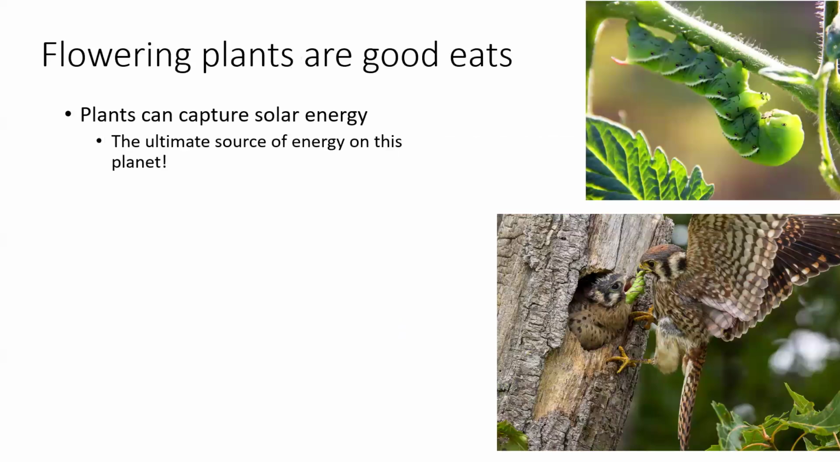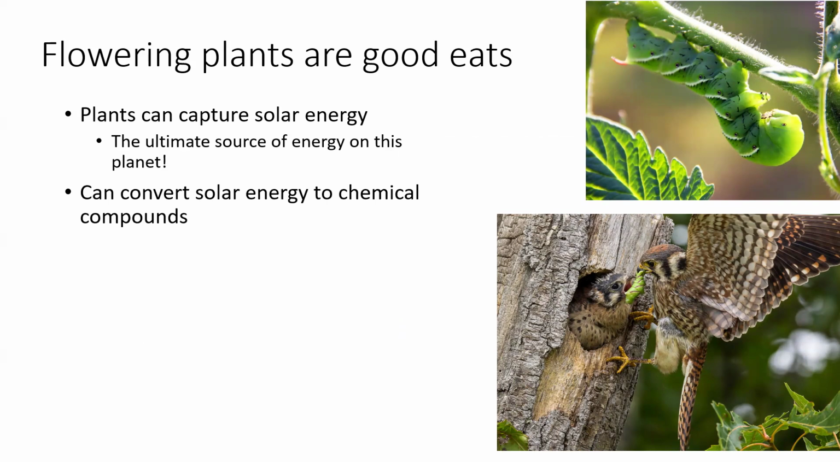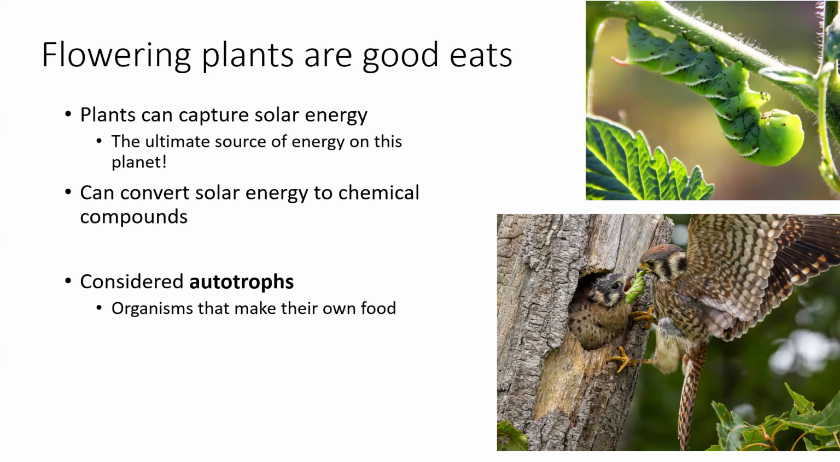Okay. So flowering plants are good eats. Lots of things like to eat them. As I've said many times, plants can capture this solar energy. They convert that to chemical compounds. As a result, they're considered autotrophs. If we break this word down, auto means self. They're able to make their own food.